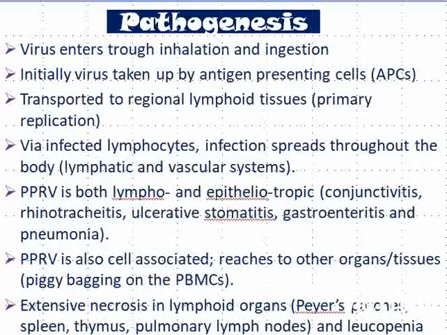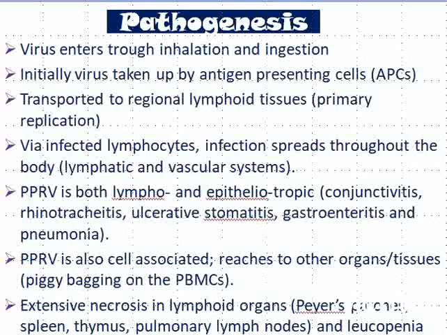Then how does this virus produce disease in that particular susceptible host? Virus enters through inhalation or ingestion. After entry of this PPR virus, the virus is initially taken up by these antigen presenting cells which carry SLAM receptor present in the intraepithelial space and lamina propria of respiratory mucosa, that is nasopharyngeal mucosa and respiratory epithelium, from where it is transported to the regional lymphoid tissues where primary replication takes place.